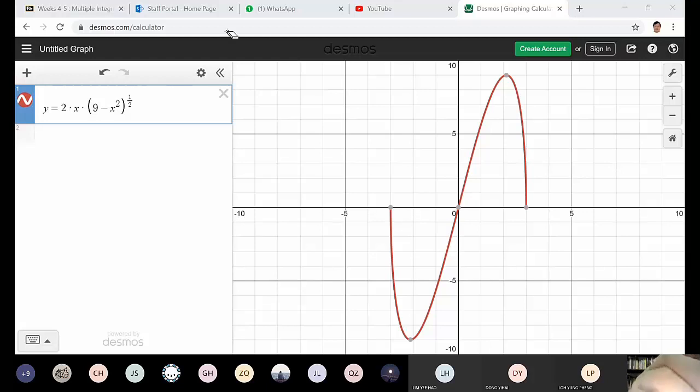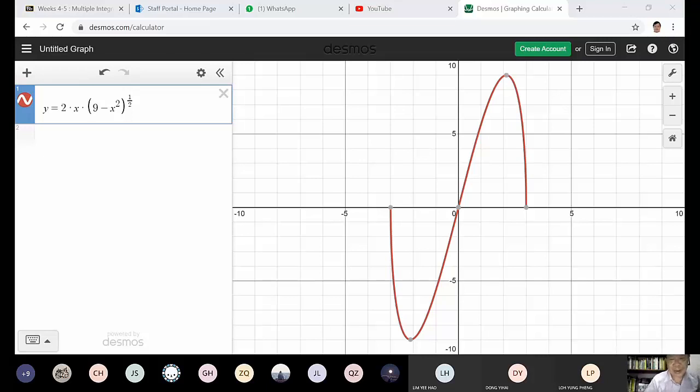Why is it not correct? You can see the picture here. When x equals 0, when x equals 3, y equals 0. When x equals 3, y equals 0, right? When x equals 0, y equals 0. When x equals minus 3, y equals 0. The only thing is this one goes this way, the other one goes this way. They cancel each other.